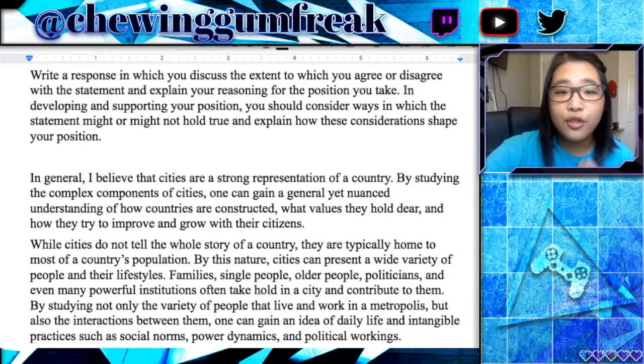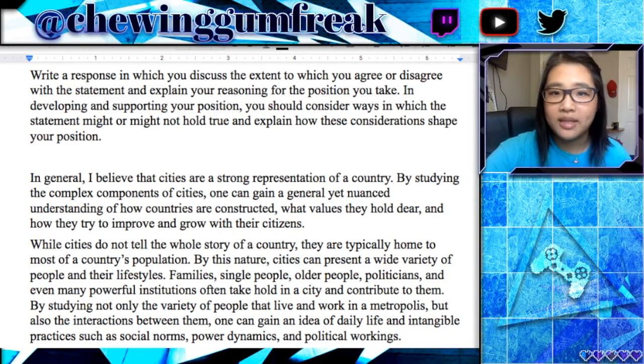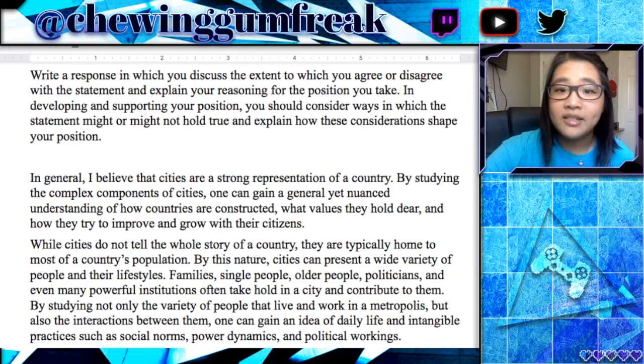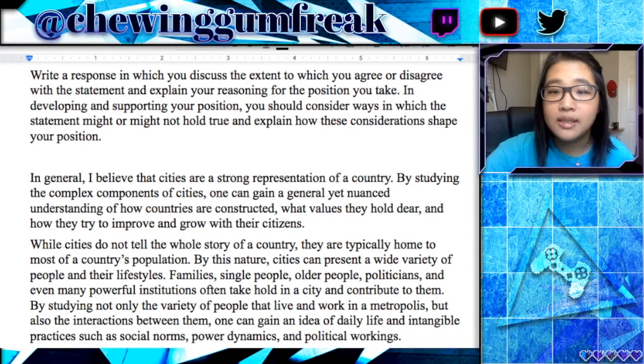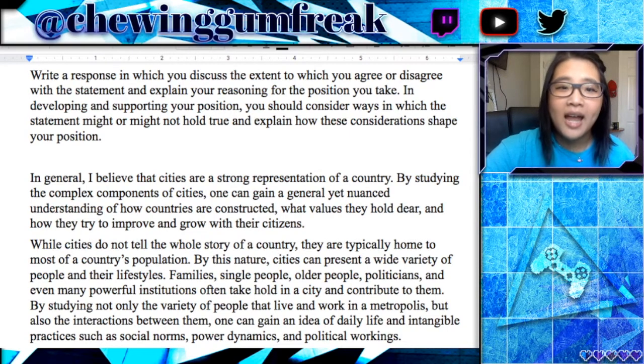In my third sentence, I also do something that is really difficult sometimes, which is I elaborate and give details on an example without going into what I call excessive speculation or getting carried away by the example. So here I list a lot of different things that you can see in a city, like families to politicians and powerful institutions, but I don't get carried away in that, and my next sentence brings the entire paragraph back to talk specifically about cities, metropolises, and why they're important.